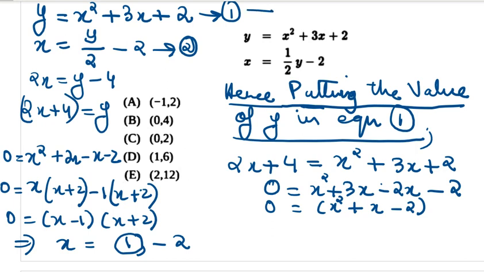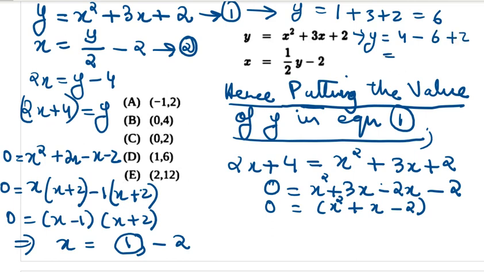Now when we put x equal to 1 in this equation, what are we getting? We are getting y is equal to 1 plus 3 plus 2, that is 6, correct? But if we put minus 2 here, then what do we get? Let's put minus 2 here. So y is equal to 4 minus 6 plus 2. So we are getting minus 2 plus 2 equals 0. y is equal to 0.